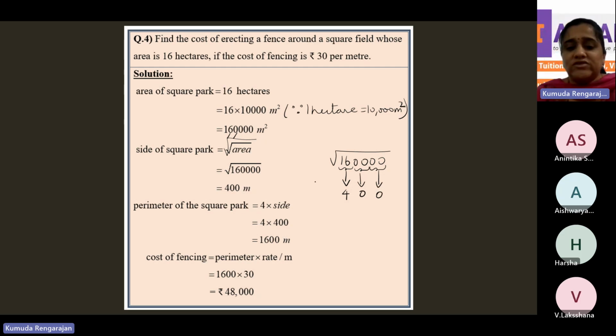So here the square root of 16 is 4 and it ends with 4 zeros. So the square root will end with 2 zeros. All right. So that's the side of the square part. And 4 into side gives us the perimeter. And perimeter into the rate is the total cost of fencing.